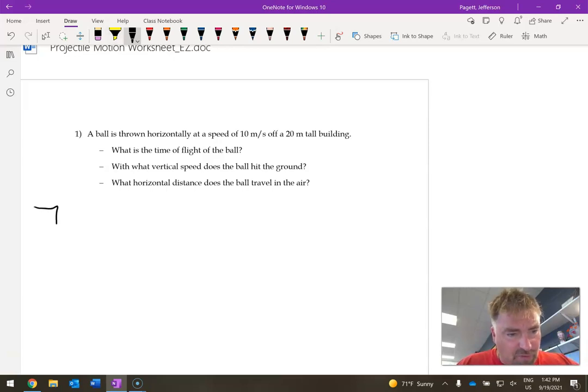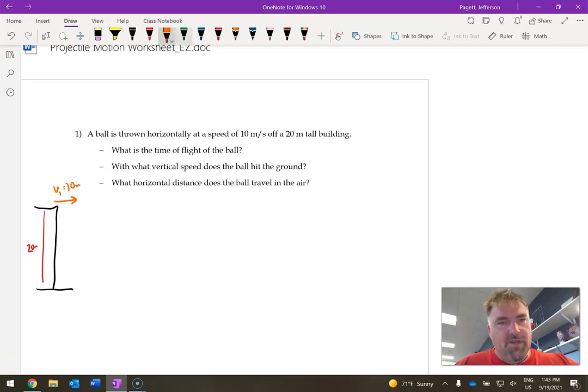So what I'm actually going to do is draw a building. I know the height of this building, which I'll put in red, is 20 meters. The ball's being thrown off at a velocity, so I'll put that in orange. Horizontal velocity, there's my Vi, is going to be 10 meters per second. And really, that's all they give me. But I know that since this thing is going through the air here on Earth, it's going to undergo projectile motion. So it's going to look something like that. It's going to follow that parabolic path.